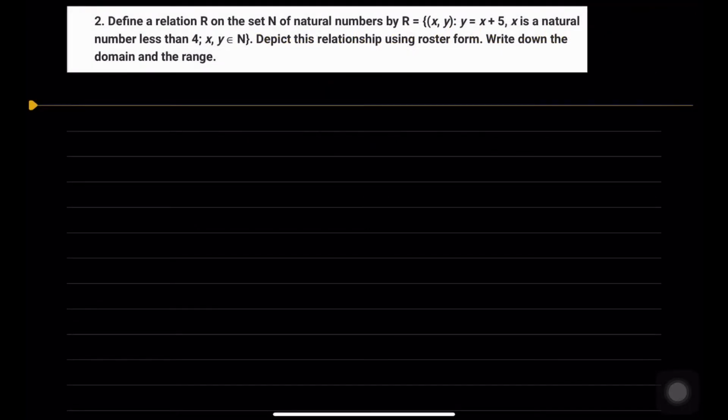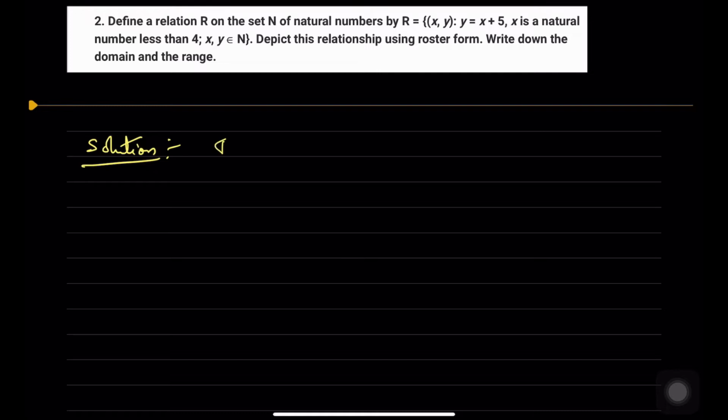What is the second problem? We'll see. Define a relation R on the set N of natural numbers by R equal to the set of all (x, y) such that y is equal to x plus 5 and x is a natural number less than 4. Natural numbers less than 4 are 1, 2, 3, and x, y belongs to capital N, that is natural numbers. Depict the relationship using roster form. Write down the domain and the range.